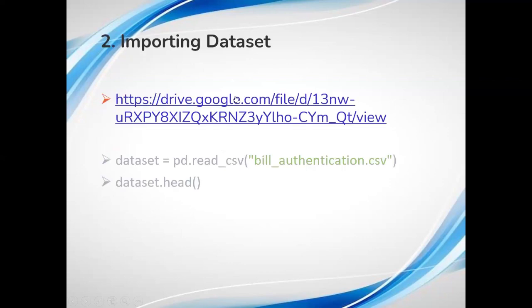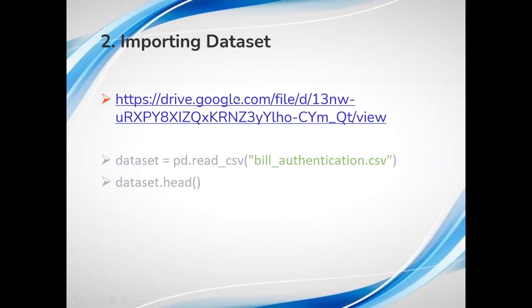Second stage is to download the data set from the drive. The drive was already shared with you, so everyone has already downloaded this data set. The data set is named bill_authentication.csv. You read the CSV file using pd.read_csv, and the entire CSV file is stored in a variable called dataset.